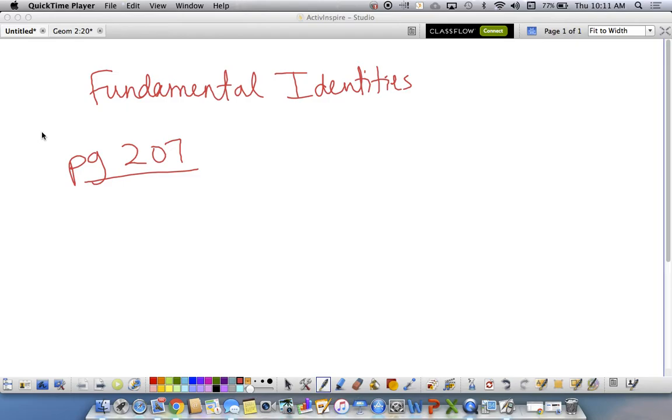It is sometimes helpful to express all trigonometric functions in the equation in terms of sine and cosine and then simplify the result. So generally, after we've decided which one side is more complicated, we're going to try to write the whole thing in terms of sine and cosine. Okay? We're on page 207.